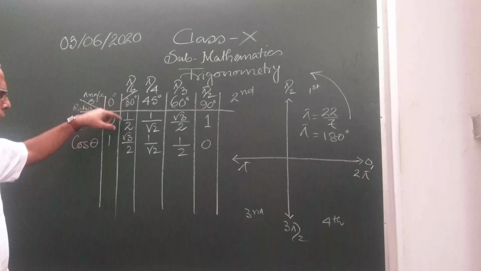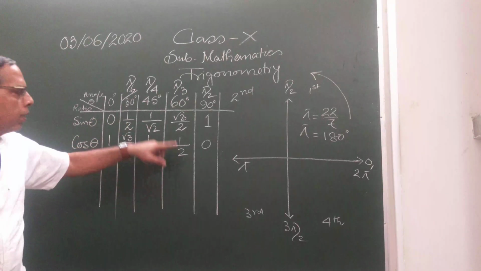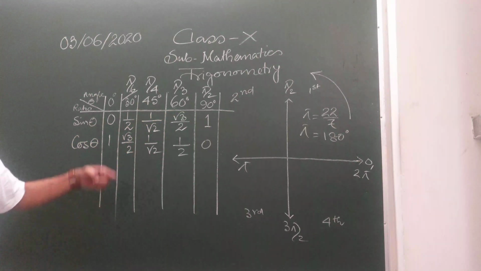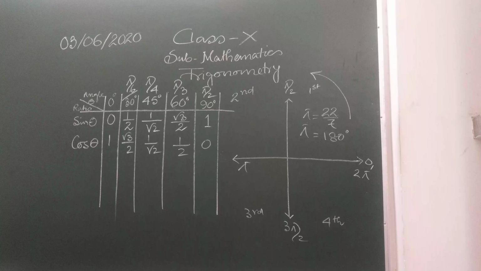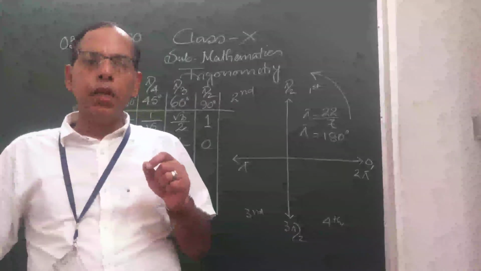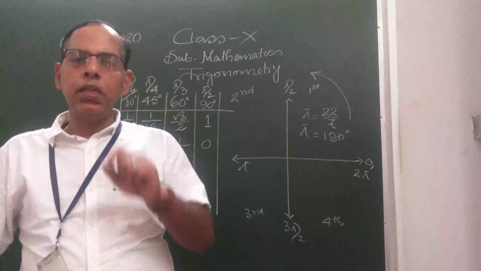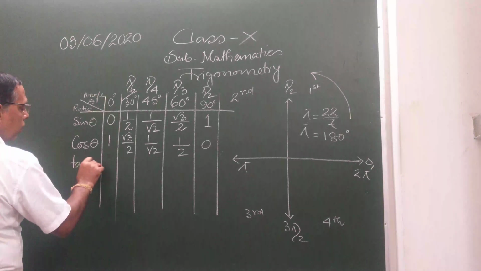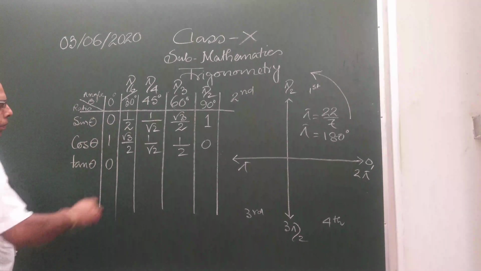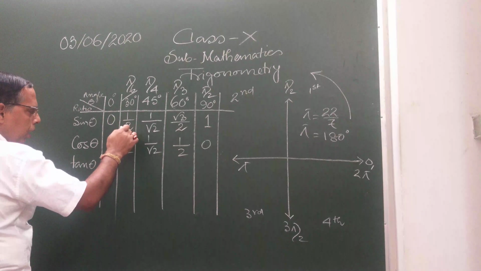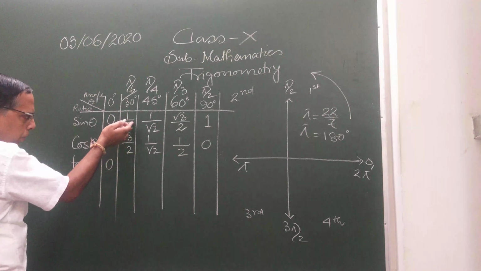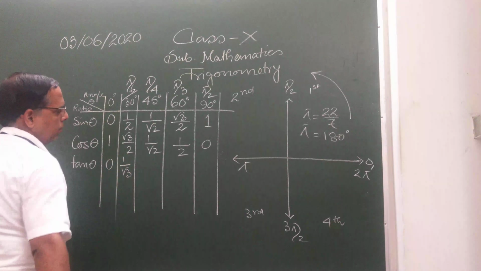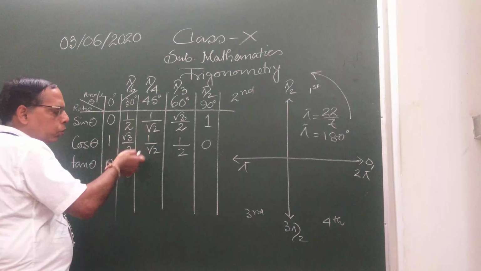Sin 30 degree value, cos 60 degree value. Cos 30 degree value, cos 60 degree, sin 60 degree value. Now you got already last day, tan theta is a ratio of sin theta and cos theta. So then tan theta will be what? Tan theta equal to 0 by 1. Then 1 by 2 divided by root 3 by 2. See, 2 will be cancelled. So what will be left? 1 by root 3. Then here you see 1 by root 2, 1 by root 2.